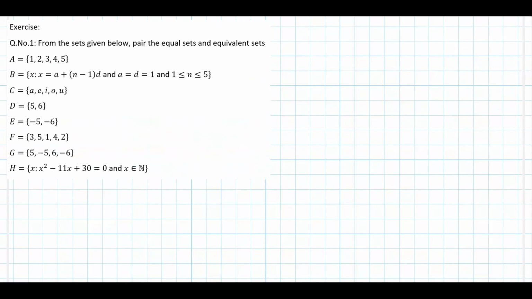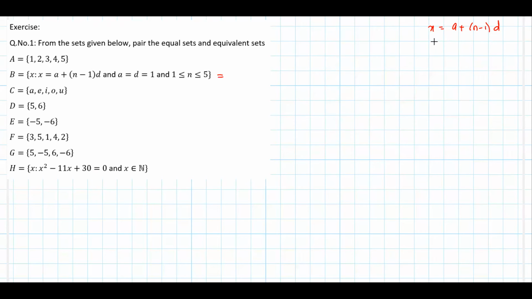Now the solutions of this one. First, just cross check whether all these sets are in tabular form or not. Most of the sets are in tabular form, except B and H. Set B is in set builder form, and set H also is in set builder form. So let's try to convert these into tabular form. The equation is x is equal to a plus (n minus 1) times d. I think we are familiar with this equation. If you see, this is the nth term formula of an arithmetic progression. Yes. All right.